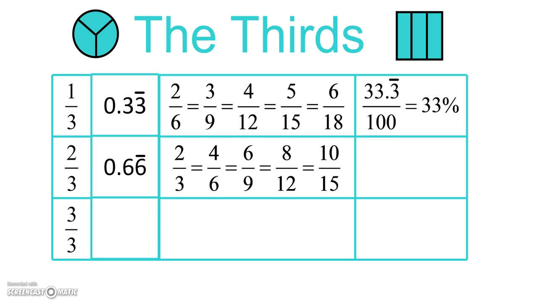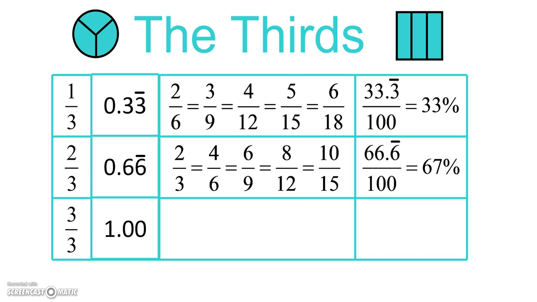100 is not a multiple of 3, and so my equivalent fraction looks a little strange. It would be 66.666666 all over 100. I like to round to the nearest whole percentage, and so that would be 67%. But if you were going to be exact, you would say 66 2/3%. And now I'll do the last third, 3/3.